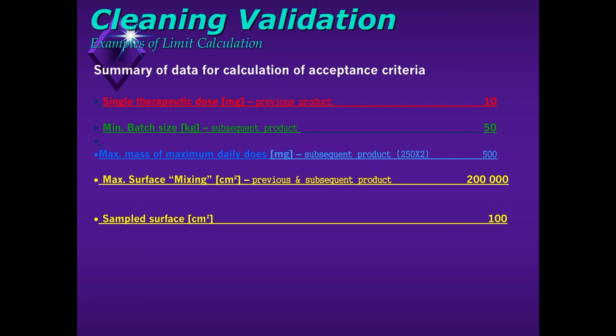Now we have the data with us. The summary of data is as follows. Single minimum therapeutic dose of previous product is 10 milligram. Minimum batch size of the subsequent product is 50 kg. Maximum mass or daily dose of the subsequent product is 500 milligram. Maximum surface area of the equipment is 200,000 square centimeter, and the sampling surface is 100 centimeters square.